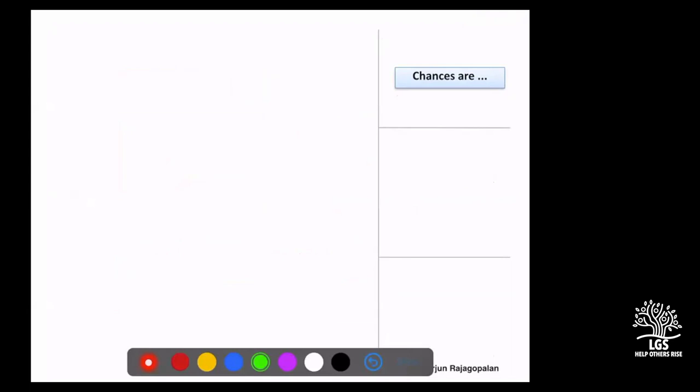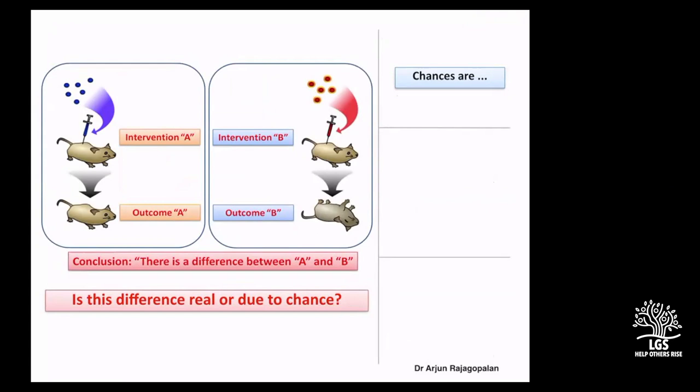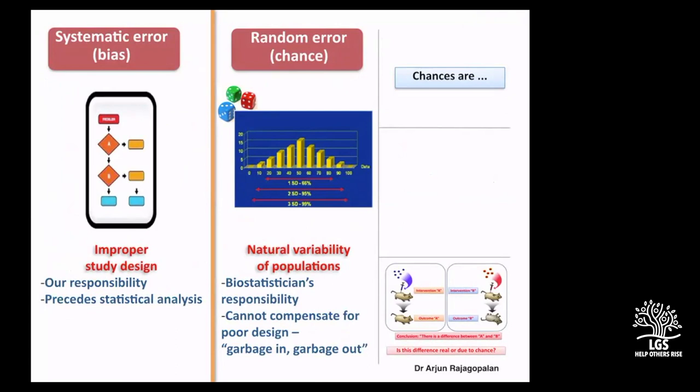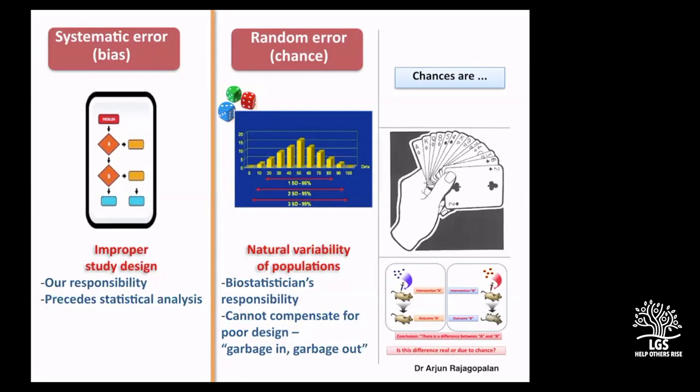And we already saw that, I'll keep on repeating this literally because this is what it's all about. An intervention, a comparison, an outcome, and a validity, okay? Now, is this due to real or chance is a question, and we already said that systematic error is what we looked at. It is our responsibility. It precedes statistical analysis, after which the random error factor, which arises from the natural variability of populations, the biostatistician will do for you, but he cannot compensate for poor design. If your study design is poor, he'll only give you a p-value that may or may not be the truth, okay? So the responsibility is predominantly ours.